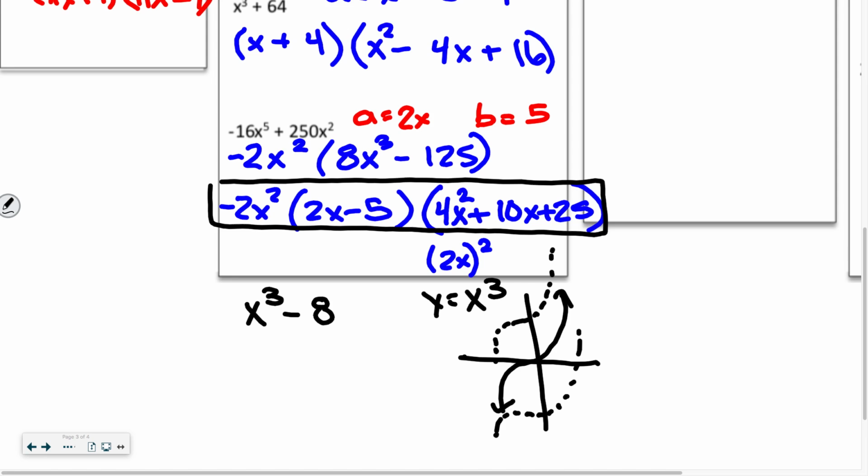So that means the other two zeros are imaginary. They don't show up on the graph as x-intercepts. That graph never turns around. So then they must be imaginary solutions. Okay. Good question. Okay. Last one we got to talk about.